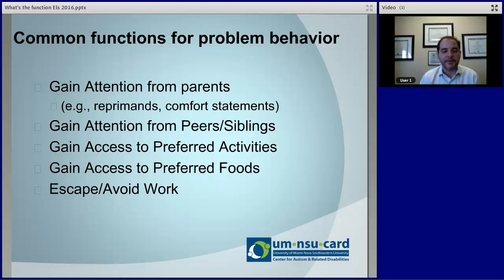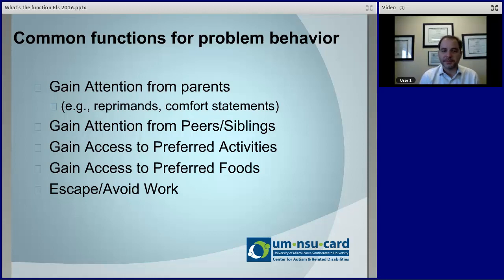behavior in the environment. Another common function is gaining access to preferred activities. Problem behavior may simply function to get access to things that you enjoy doing, whether that's a toy or watching television or playing a particular game. Access to preferred activities is a very, very powerful reinforcer that may serve to maintain problem behavior. And in a very similar vein, gaining access to preferred foods is also an extremely powerful reinforcer that we often see maintaining the occurrence of problem behavior.